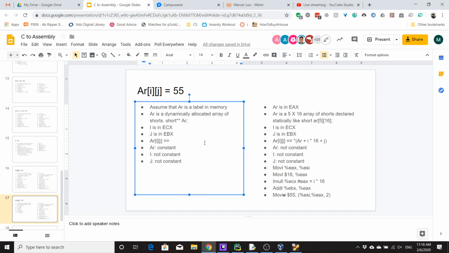Yeah, that'll work. But again, it's important to recognize that this expression means different things in different contexts, depending on how it was allocated. And you got to make sure that you translate it to the right assembly code to get the right effect.